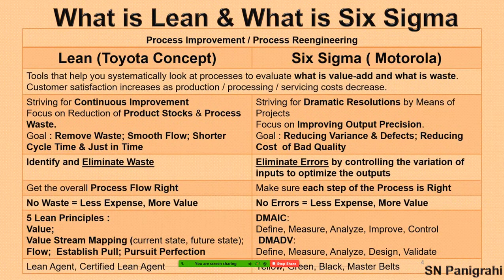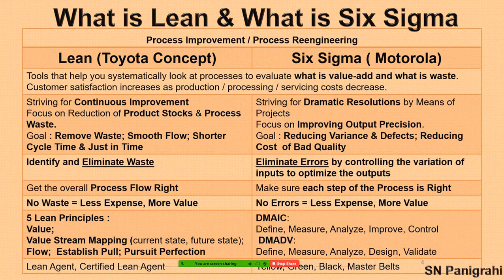Then, as I told you, the lean concept is from Toyota, and it is all about the removal of waste, and also it talks about smoothening the flow. Therefore shorter cycle time and just in time concepts are there in lean practices. Then come to Six Sigma. Six Sigma, as I told you, is a reduction of the variance or the reduction of the defects, reducing the bad quality. Lean targets the elimination of waste, whereas Six Sigma talks about the elimination of errors. In lean, there are basically 5 principles: value, value stream mapping and flow, establish pull and pursuit of perfection.